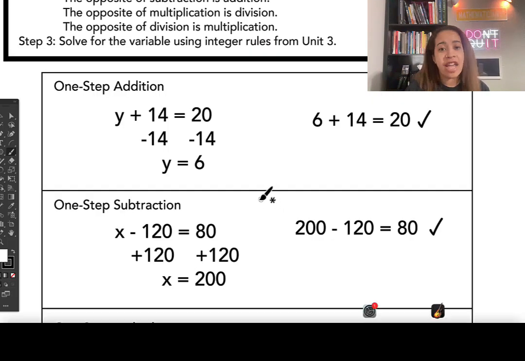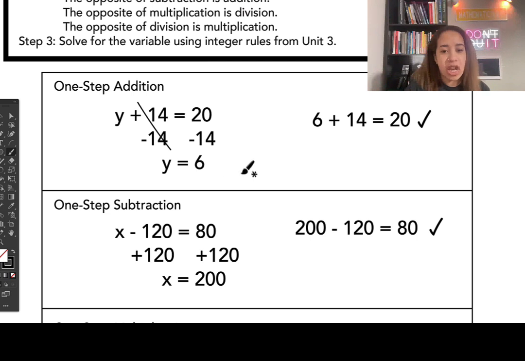Here is another algebraic equation that shows us a one-step addition equation. So here in our problem, we see y plus 14. We know that we want to do the opposite to both sides. The opposite of addition is subtraction, so we subtract 14 from both sides of the equal sign. Now, these cancel, so we have y all by itself on the left side, and then on the right side, 20 minus 14 gives us 6. So the final solution is y equals 6.